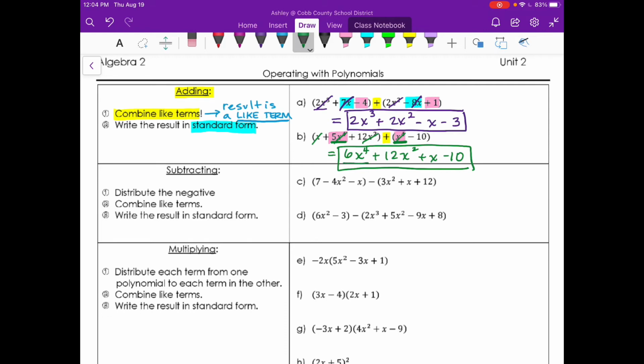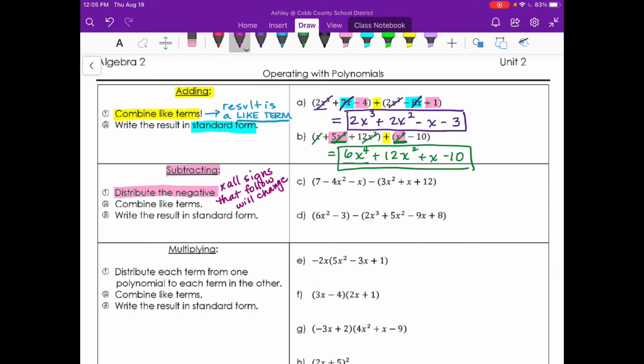All right, let's look at subtracting, which is basically the same idea. But with subtracting, we have to distribute the negative first. And this seems to throw students off a little bit because they don't want to take the time to write it down. But after you change your signs, then you're going to combine like terms and write your result in standard form, just the same as you did with adding. An important thing to note is when you distribute the negative, all the signs that follow will change.